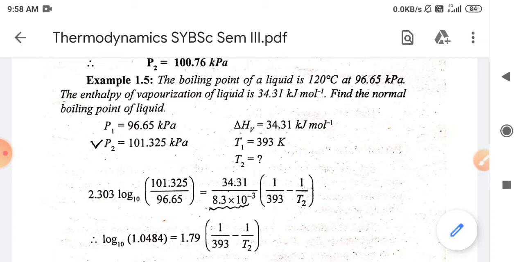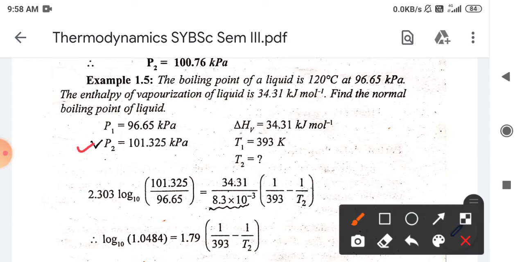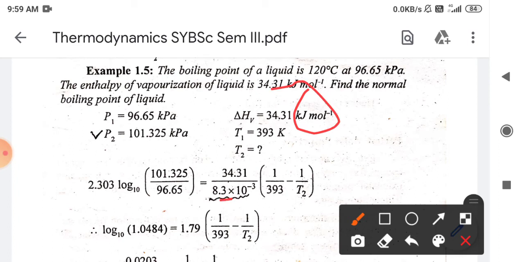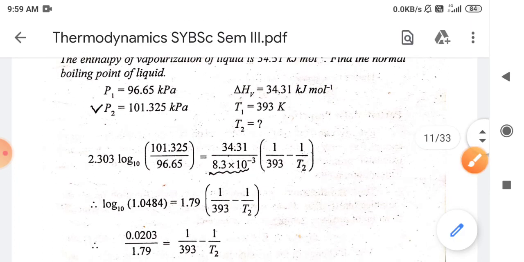In problems you might be given the standard condition, so you should know the standard condition. The standard condition for temperature is 27 degrees centigrade, and for atmospheric pressure it is 1 atm, or 1.01 into 10 raised to 5 pascal, or newton per square meter. Likewise you should know the standard values. The gas constant is in joule, but this energy is given in kilojoule, so we need to convert this into kilojoule.